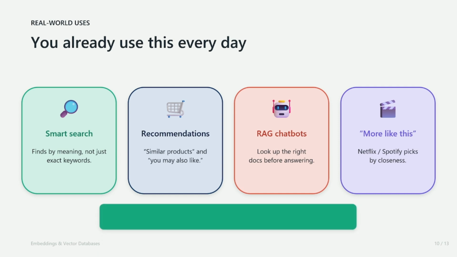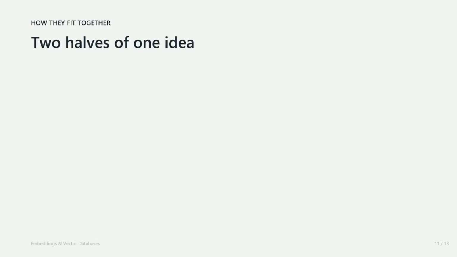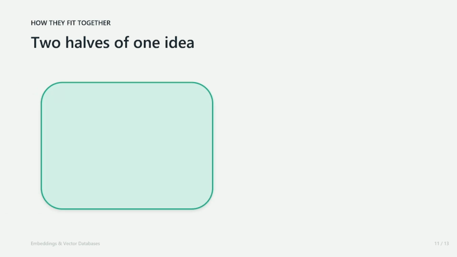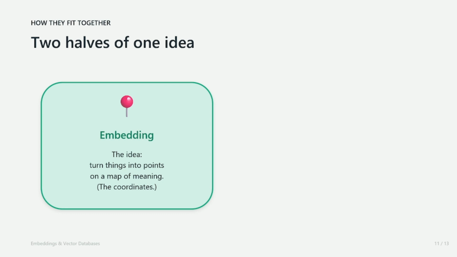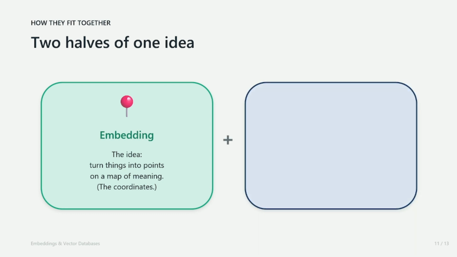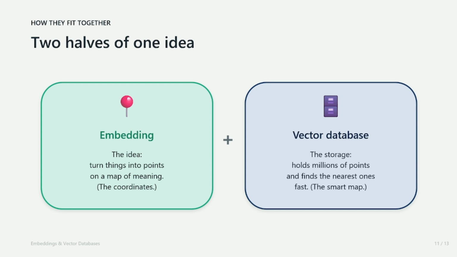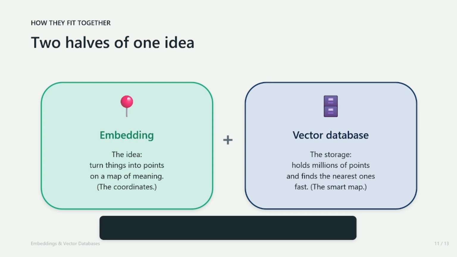So let's tie the two words together because they are really two halves of one idea. An embedding is the concept, turning things into points on a map of meaning. That's the coordinate. A vector database is the storage. It holds millions of those points and finds the nearest one fast. That's the smart map. Put simply, embedding makes the points and the vector database searches them. One creates the map, the other reads it.